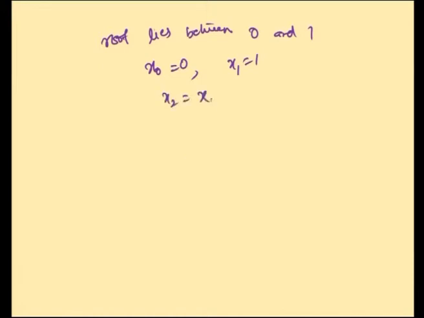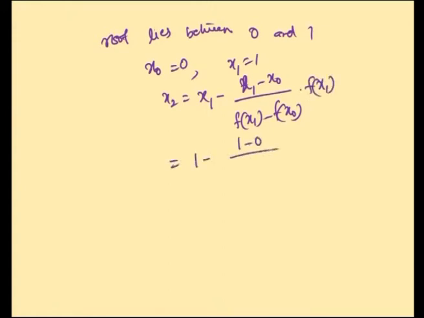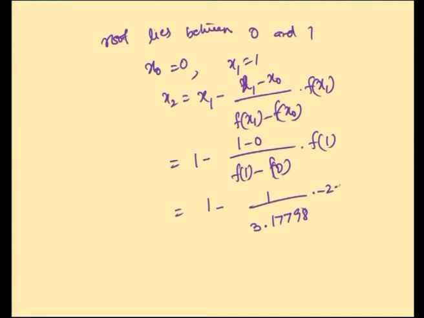So x2 is equal to x1 minus (x1 minus x0) divided by (f of x1 minus f of x0) into f of x1. So x2 is 1 minus (1 minus 0) divided by (f of 1 minus f of 0) into f of 1, which is equal to 1 minus 1 by 3.17798 into minus 2.17798, and the answer is 0.31467. This is x2.